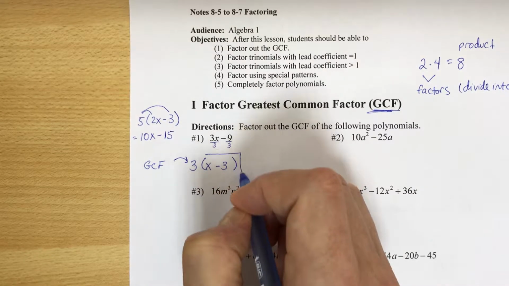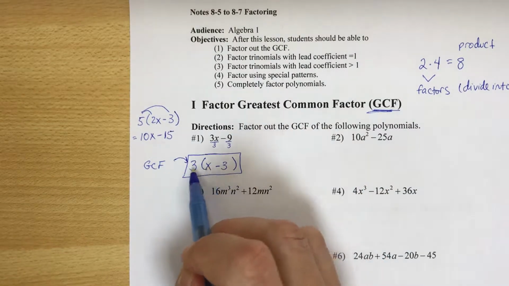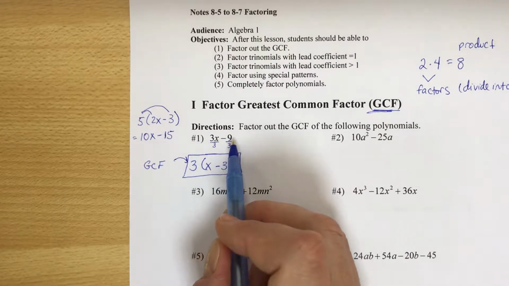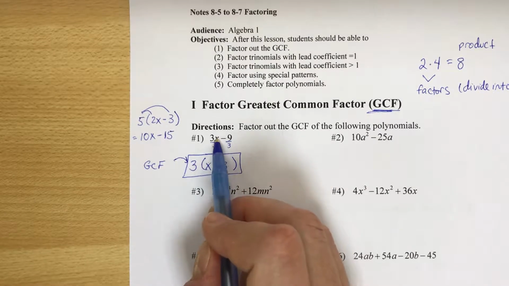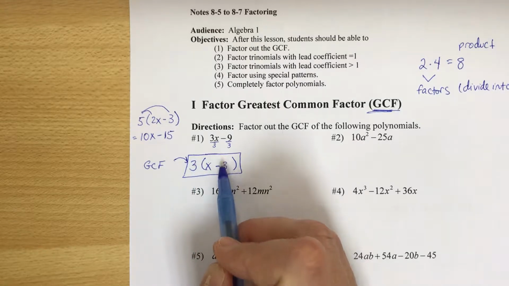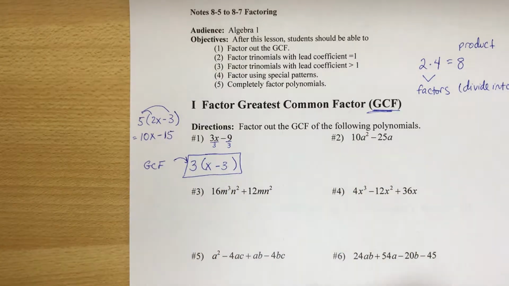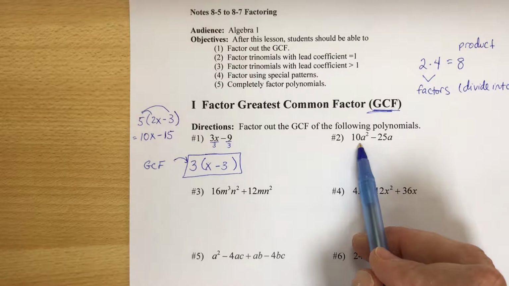And then what we would be left with is 1x minus 3. Now you can always check, because if you distribute this, you should go right back to where you started. 3 times x is 3x. 3 times negative 3 is minus 9.